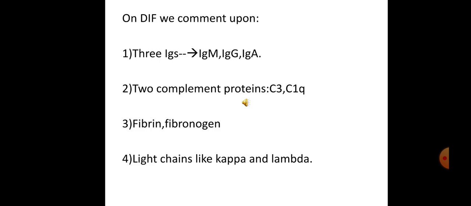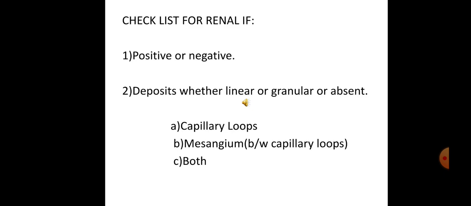On DIF, that is direct immunofluorescence, we comment upon the immunoglobulin deposition such as immunoglobulin A, immunoglobulin M and G. Complement protein demonstration can also be done on renal immunofluorescence, which are C3 and C1q. Fibrinogen deposition can also be noted, and light chain deposits like kappa and lambda light chains can also be demonstrated on renal immunofluorescence.